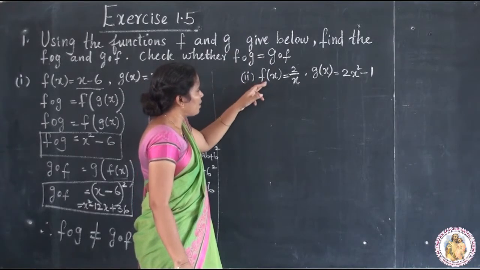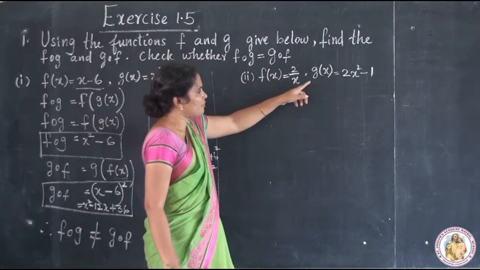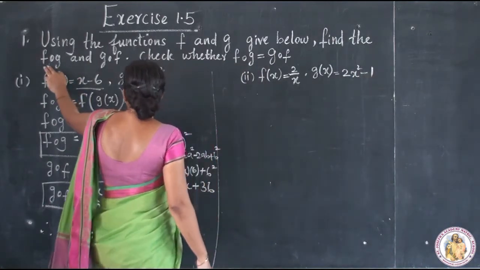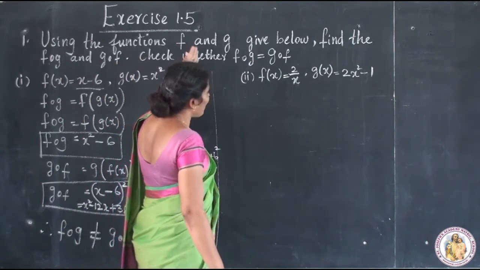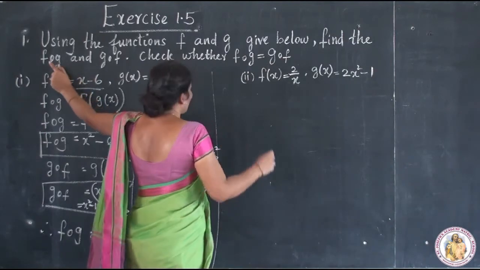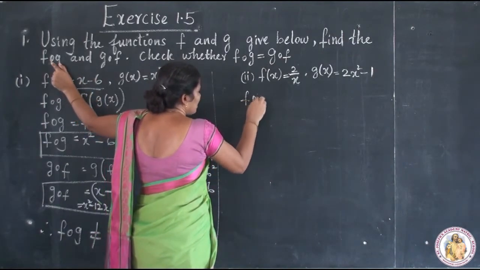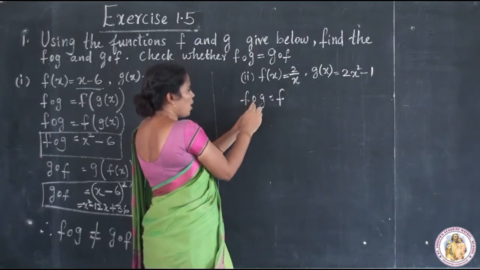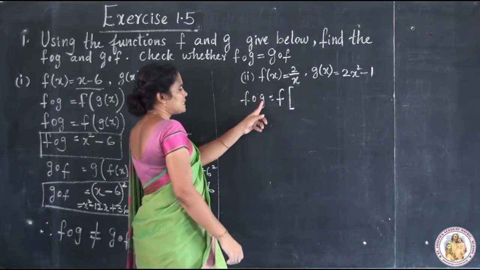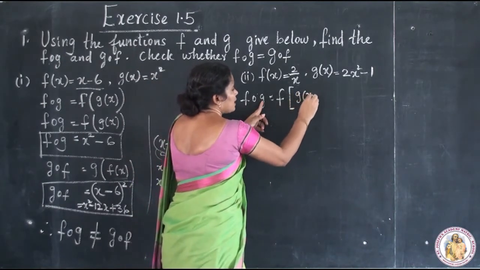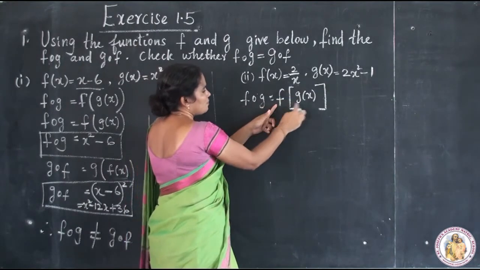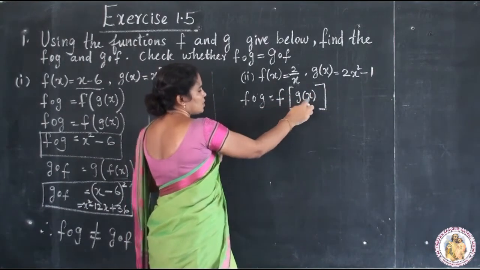Question number 2. F of x is equal to 2 by x and g of x is equal to 2x square minus 1. And we have to find f of g and g of f, and we have to check whether f of g is equal to g of f. So first of all, we will go with f of g. F of g is nothing but f of, bracket, either you can use square bracket also, g of x.